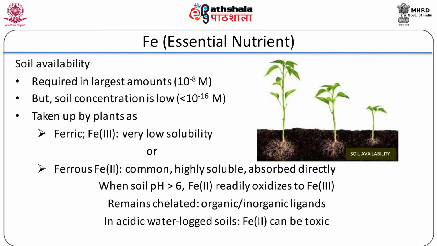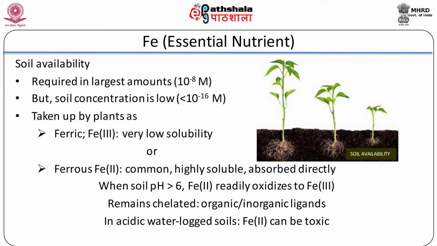Iron, being an essential nutrient, is required by plants in the largest amounts. It is an abundant element in the earth's crust, but the concentration of soluble iron in the soil is low. It may be taken up by plants as the ferric, that is Fe3 form, or ferrous, that is Fe2 iron. Fe2 form is more common due to its high solubility, which can be absorbed directly by some plants. Fe3 has very low solubility in water that is affected by both pH and oxygen.